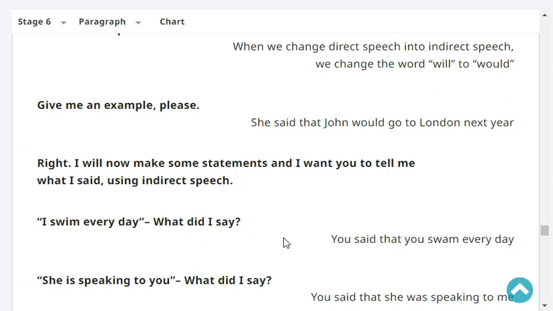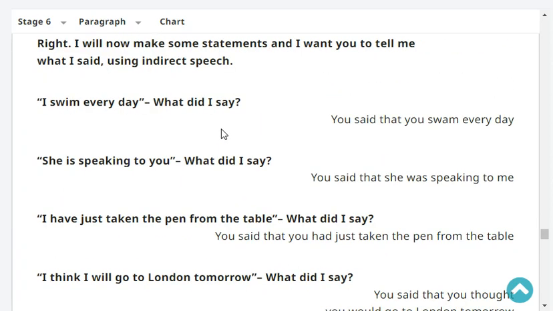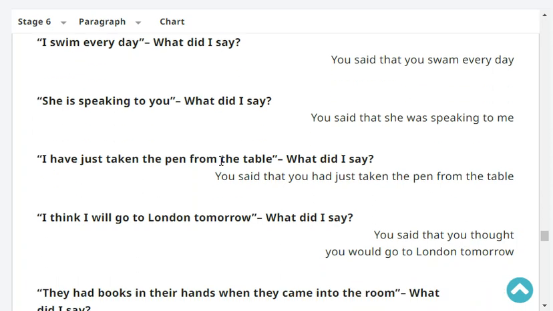Okay, now I will make some statements and I want you to tell me what I said using indirect speech, okay? Number one, I swim every day. What did I say? You said that you swam every day. She is speaking to you. What did I say? You said that she was speaking to me. I have just taken the pen from the table. What did I say? You said that you had just taken the pen from the table. Very good.